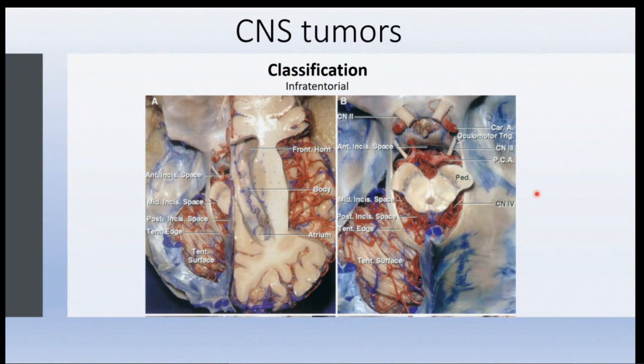Then we have again the infratentorial. So this is the tent. This is the hemisphere that has been removed. So these are the folds of the dura, and it has been removed from the other side, so you can see the superior surface of the cerebellum. And we have the tentorial incisura around here, where the midbrain passes.